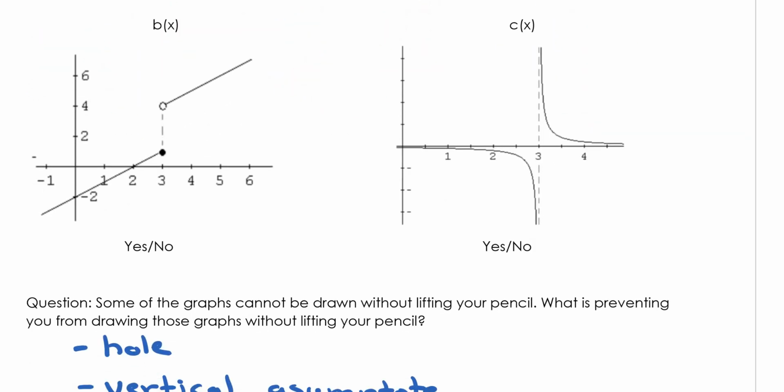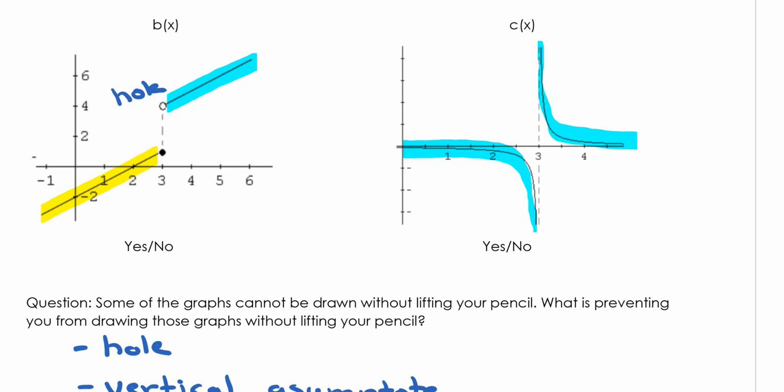Now for the next two graphs, I definitely need to lift up my pencil in order to draw them. If I draw this linear line here, and then there's a hole, I need to continue the graph over here. So it's a classic piecewise function, and there's a hole right here. In my next graph, I have a classic rational function where there's a vertical asymptote at x equals 3. So for these graphs, I definitely need to lift up my pencil in order to draw them. So it seems those last two graphs are not continuous.